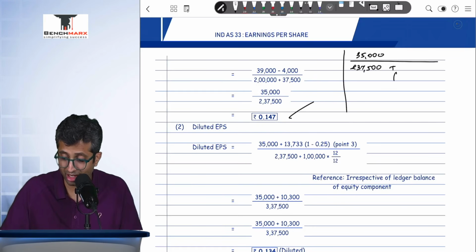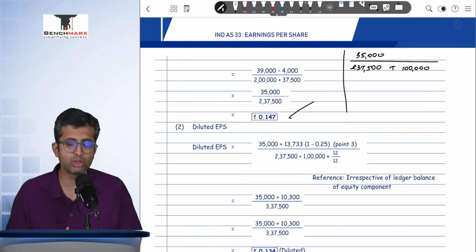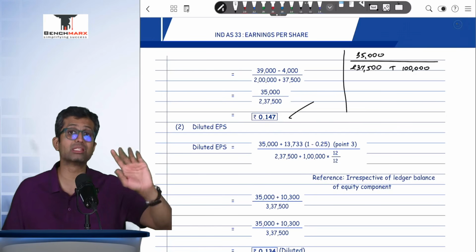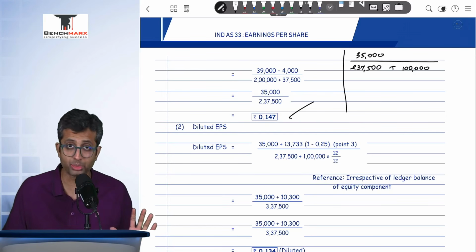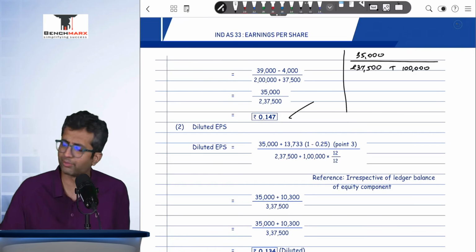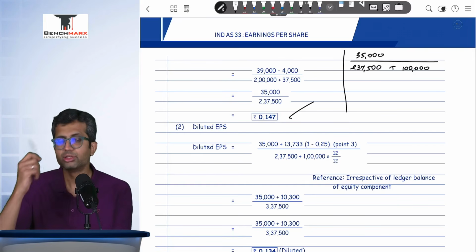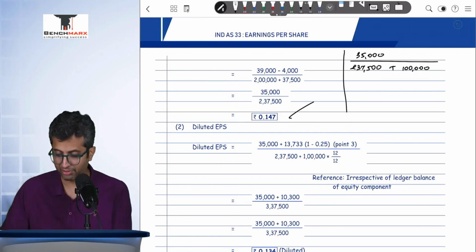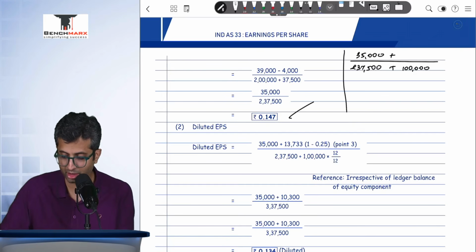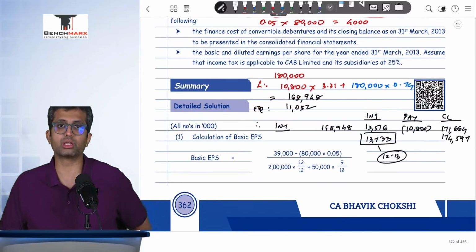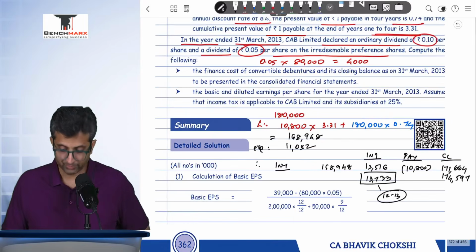On conversion, there are 10 crore shares and they are potential for the entire 12 months. So you will add the entire 1 lakh or 10 crore shares. Remember, for 80,000 preference shares, they are not potential equity shares and hence they will not be added in the denominator. Further, in the numerator, we are trying to say that, well, 35 is after deducting 4. You don't need to add back 4 because this is still a payment made to not a potential equity share. However, there is interest that must have been deducted of 13,733. This must have been deducted while calculating the profits. Okay, and hence this has to be added back.